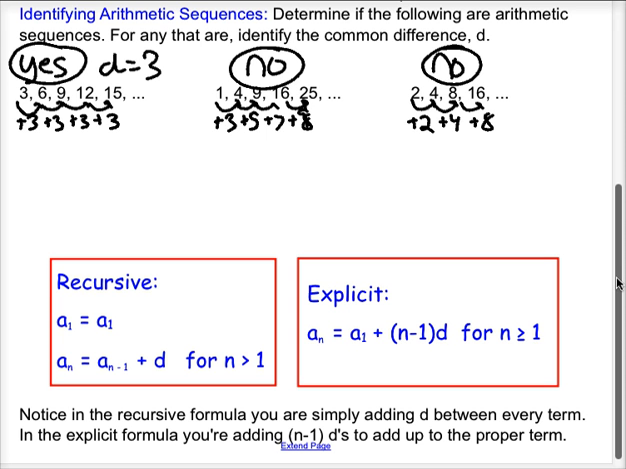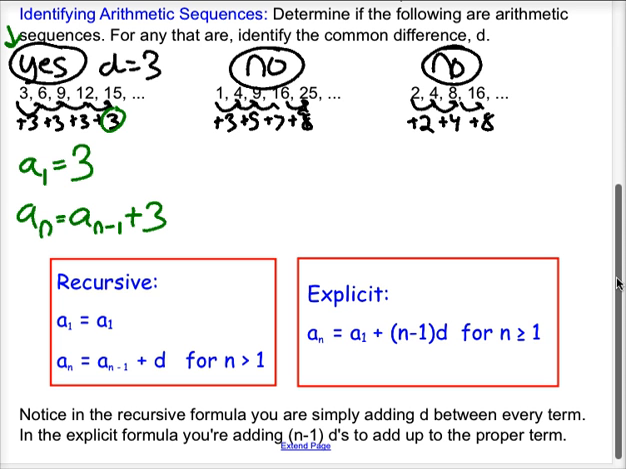Okay? So, for example, let's say I wanted to write a recursive definition for this first one that we identified, yes. Well, I set up that initial condition. So A1 would equal 3. And then I will set up recursively that every time I'm taking the previous term and I'm just adding 3 because of those 3's right there. Adding that common difference. So really not too difficult, right?